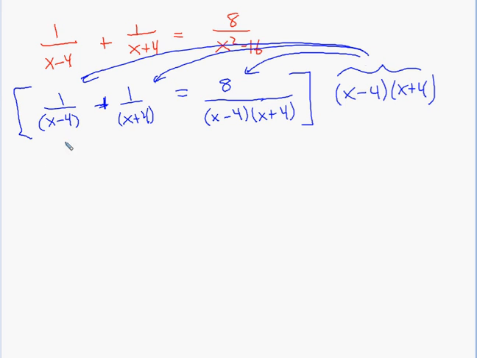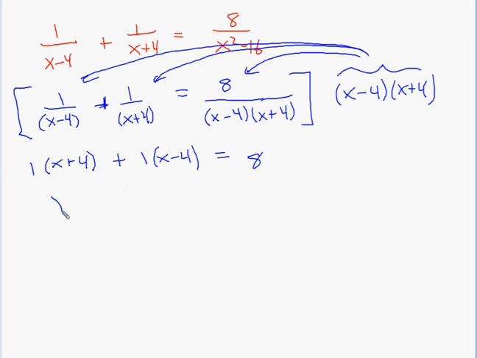On the left, what cancels on the first fraction? X minus 4, leaving us with 1 times x plus 4. We don't really need to write that one, but I'm just writing it because maybe there would be something there. Plus, distribute, what cancels? X plus 4. So I have 1 times x minus 4. And then in the last term, the whole thing cancels, and I have 8. Now what?